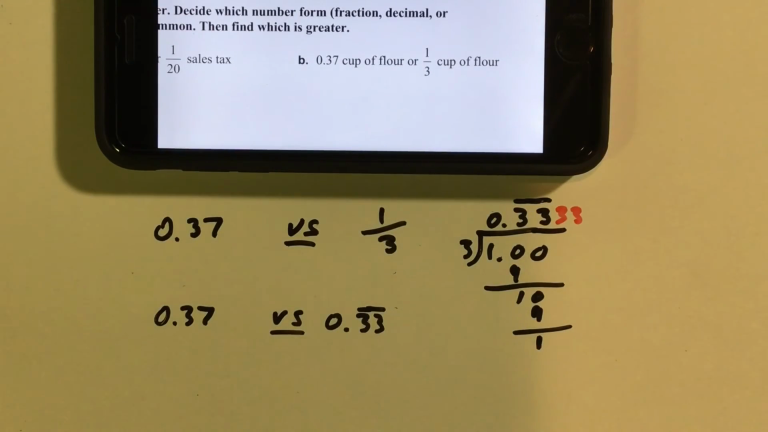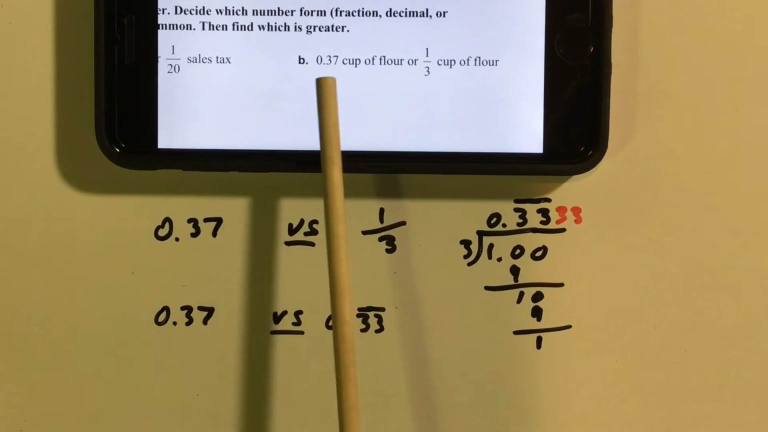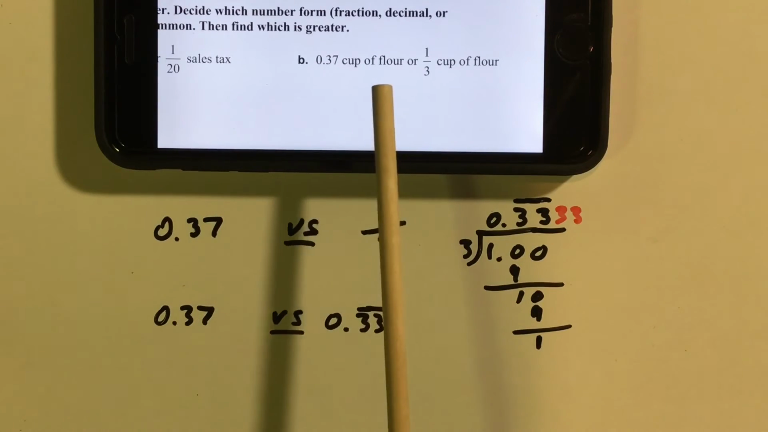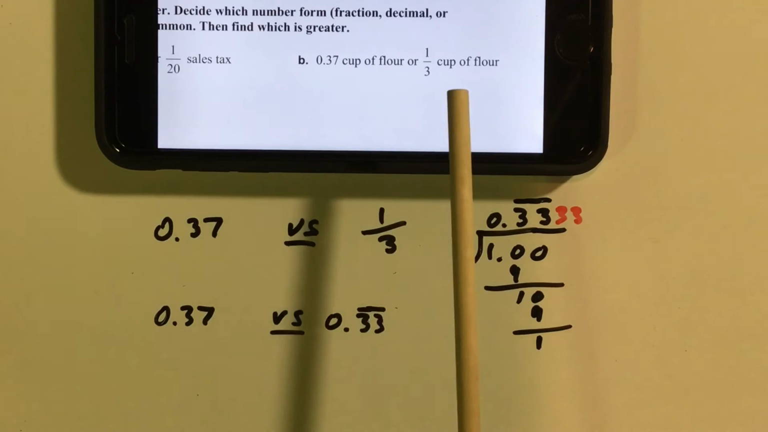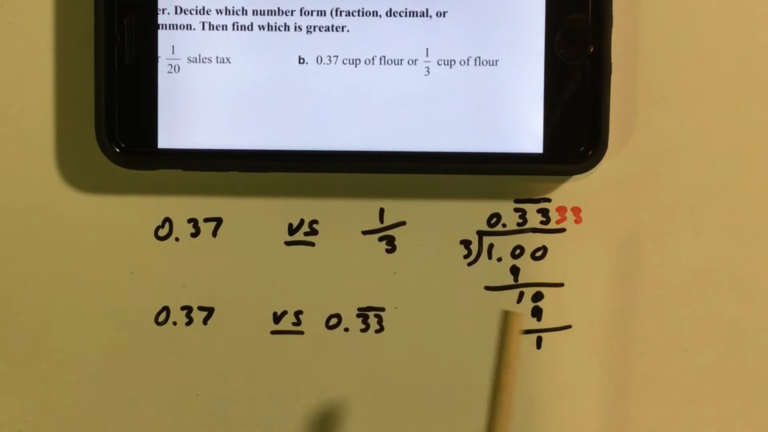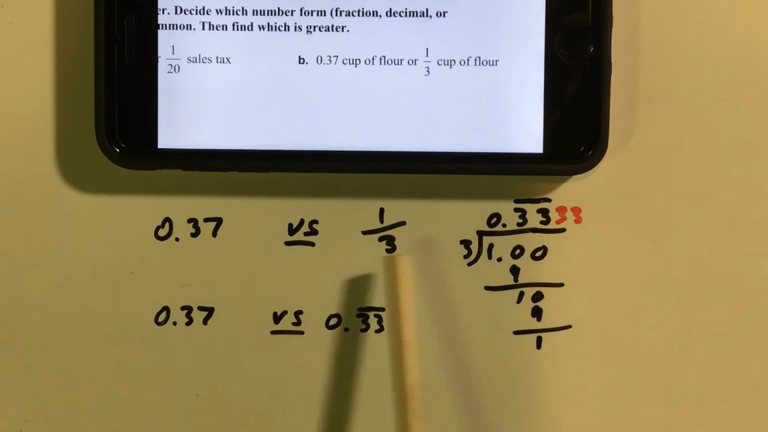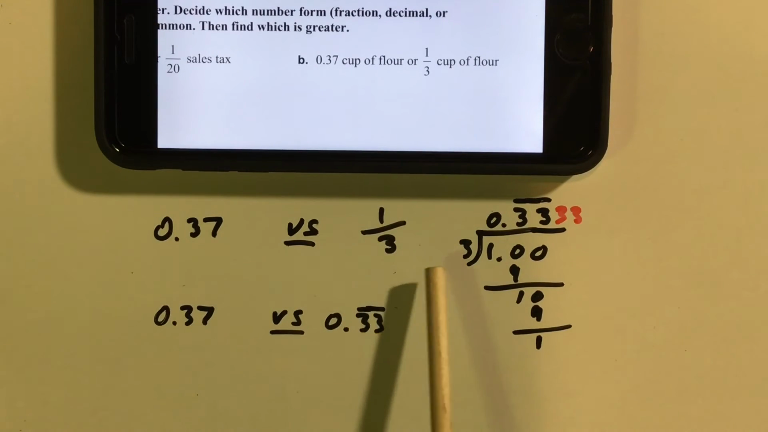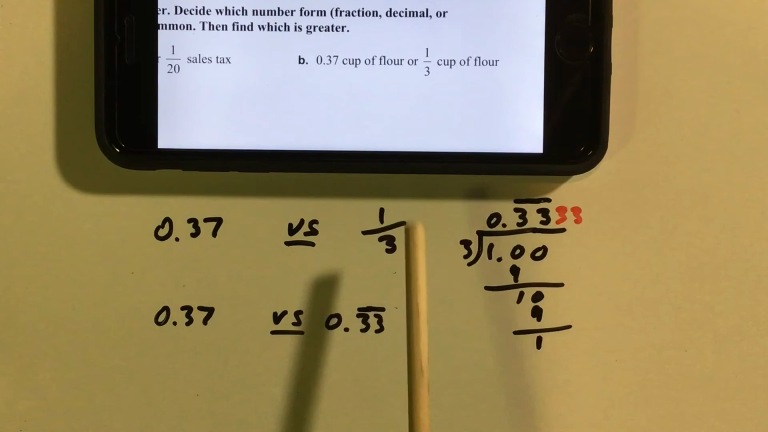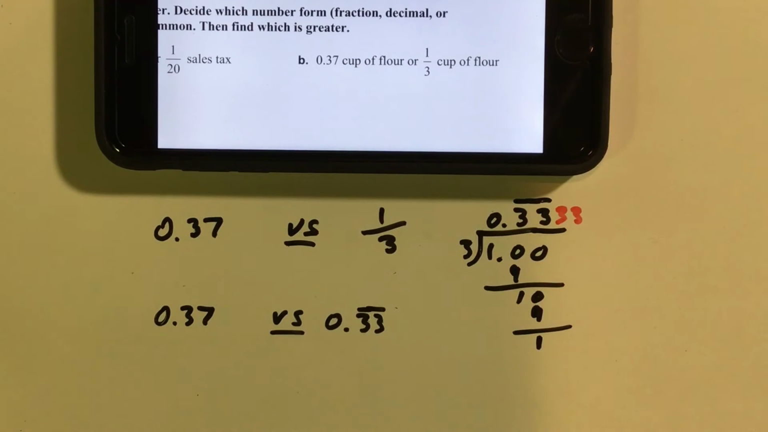All right, so in example B, we're going to be comparing 37/100 of a cup of flour versus 1/3 a cup of flour. So here's my work on the bottom. What I did this time is I converted 1/3 into its equivalent decimal. And here's my work on how to do that process.